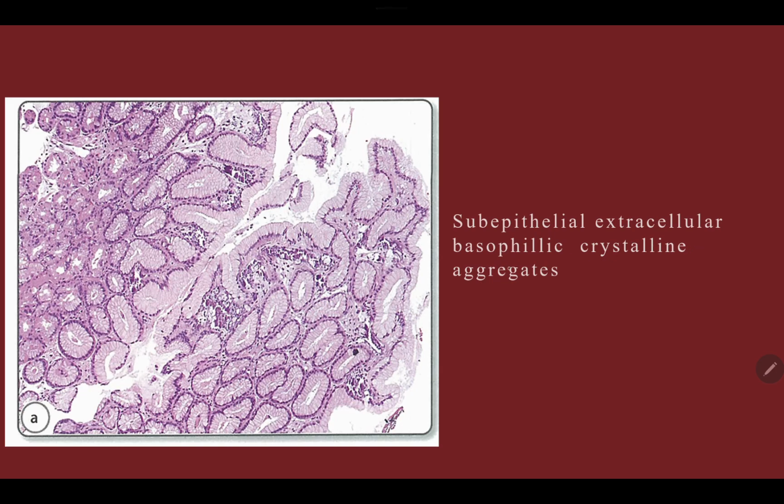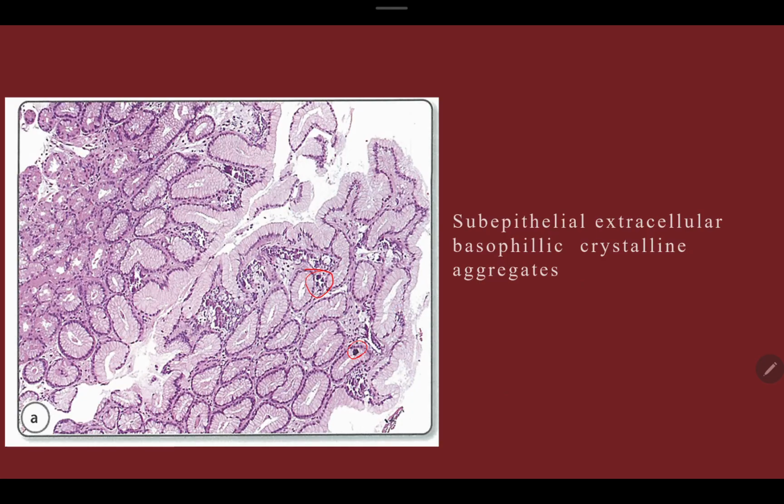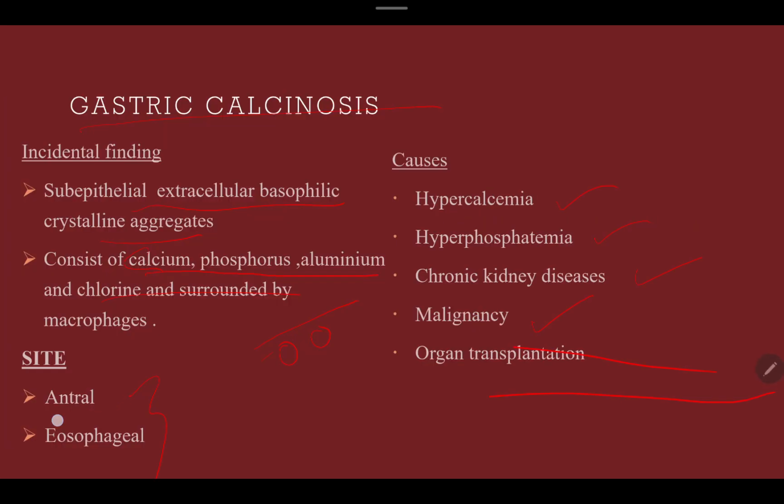So here we can see subepithelial crystalline basophilic aggregates. Here you can see some subepithelial crystalline basophilic aggregates. This is the calcium crystalline, subepithelial basophilic crystalline calcium deposits. It is made up of calcium, phosphorus, aluminum and chlorine, and it is surrounded by macrophages. The site can be in the antrum or in the esophagus.